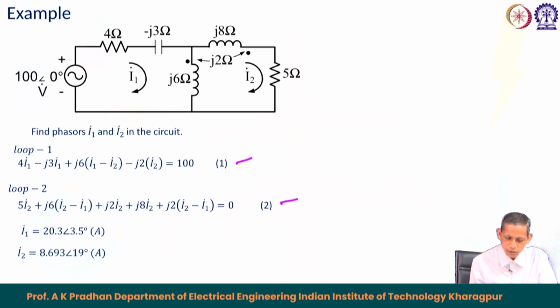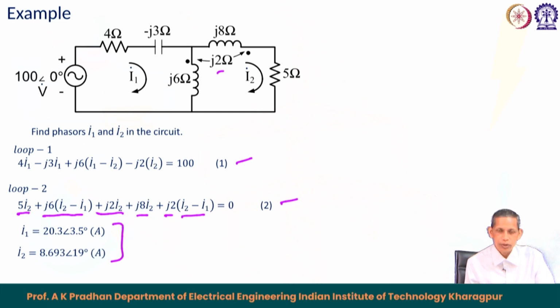In the second equation, to reiterate, 5 I2 plus j6 (I2 minus I1) plus j2 I2, both of which are leaving the corresponding dotted terminal, plus j8 I2 plus j2 (I2 minus I1) equals 0. The solution for this leads to I1 equal to 20.3 with an angle of 3.5 degrees, and I2 happens to be 8.693 with 90 degrees.